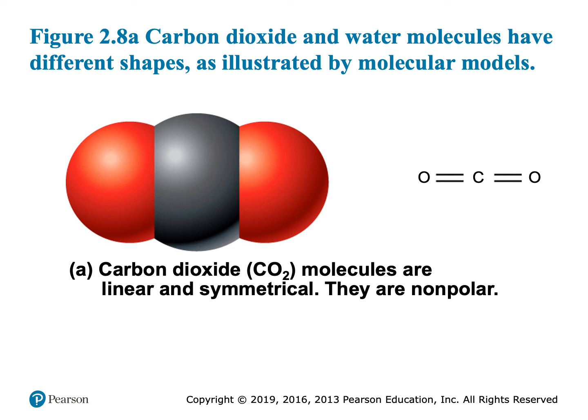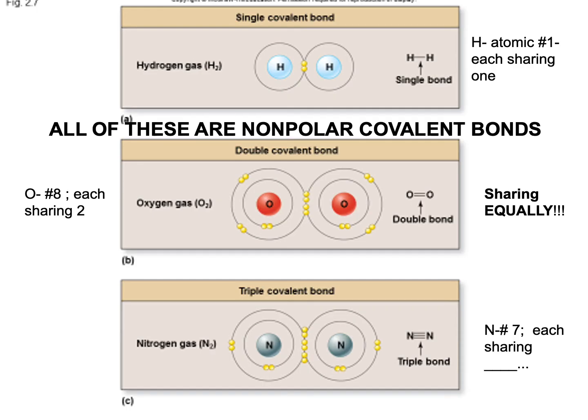If it's non-polar, you're going to memorize this: non-polar is hydrophobic. What does that mean? Hydro, water, phobic, fear of. Oil and water don't mix. Oil is hydrophobic. So these are all examples of non-polar covalent bonds. They're sharing equally.